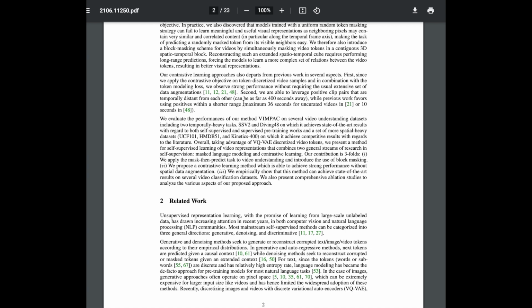So say you have like the UCF 101 data set where you have a video of somebody cooking something and then a video of somebody kicking a soccer ball. The soccer ball frames would be like the negative examples. Two distant frames from the cooking video are the positive pair. So they're able to do much longer range contrastive learning.